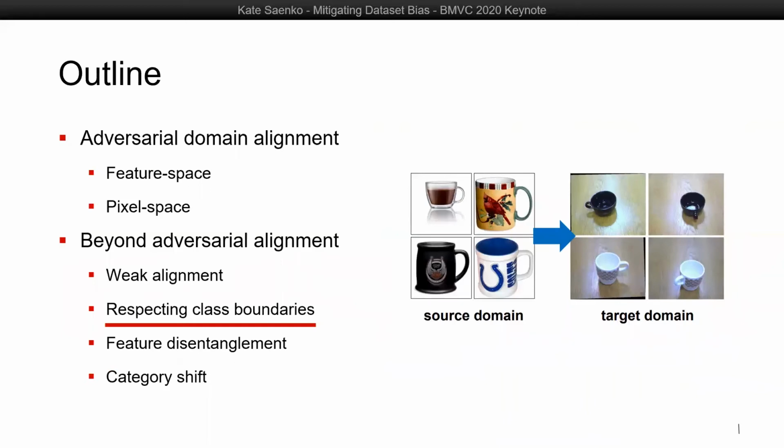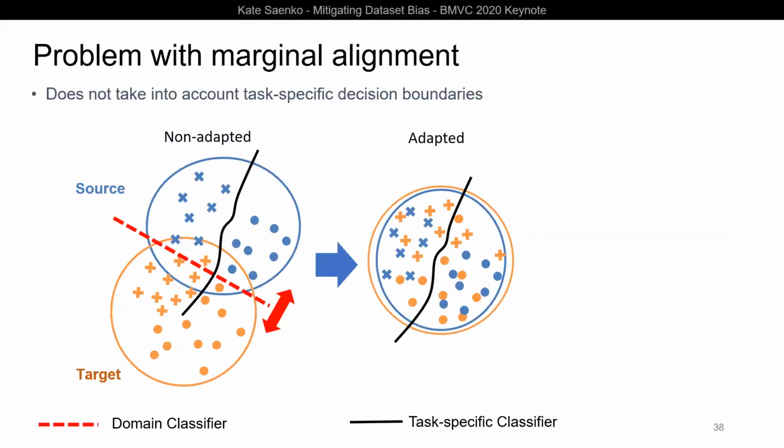The next idea I want to talk about is respecting class boundaries. You may have noticed that what we're doing is aligning the two marginal distributions over the inputs, and we're doing this without taking into account our task-specific decision boundary. Of course, we're still training the model with a classification loss, but the alignment process itself just uses a domain discriminator, and it does not take into account our task classifier at all. So what's a problem with this?